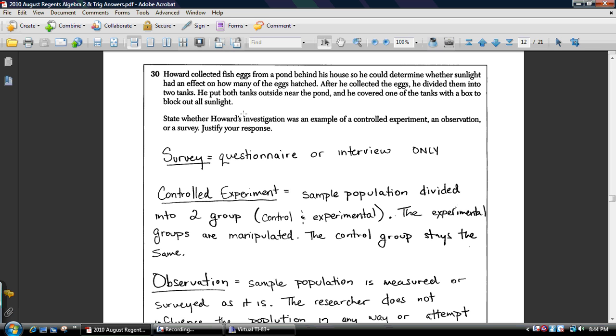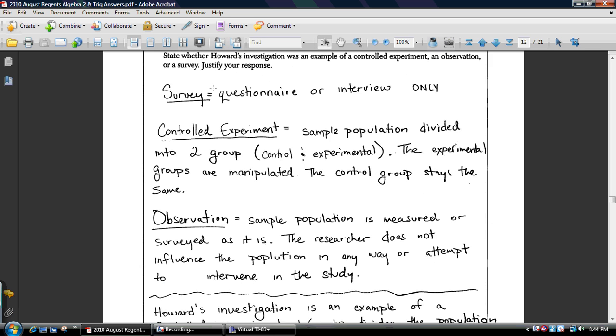justify your response. So here's what I did. I'm giving you basically the definition of what these are in my own words. Look, a survey is a questionnaire or an interview only. A controlled experiment means the sample population is divided into 2 groups, one being a control and one being an experimental. The experimental groups are manipulated to try and isolate whatever it is you're trying to discover, while the control group remains the same, in the same state as if you would find it out in the wild.